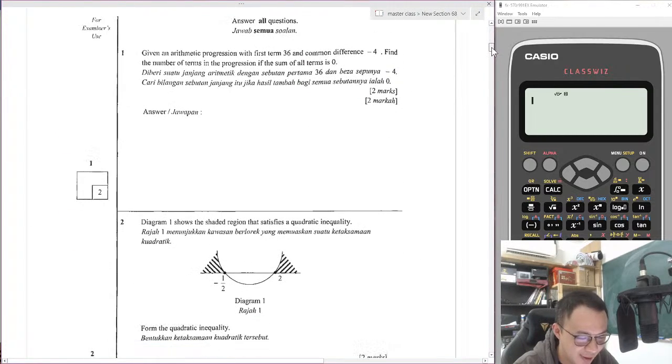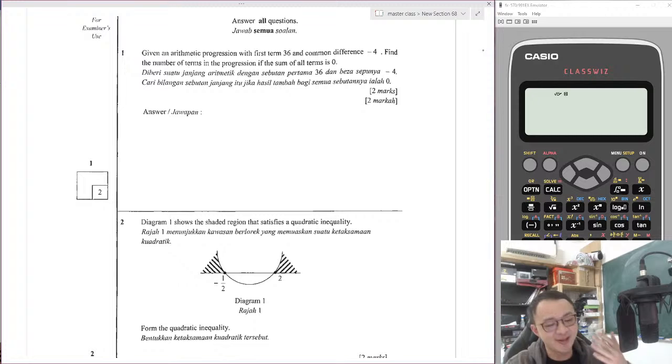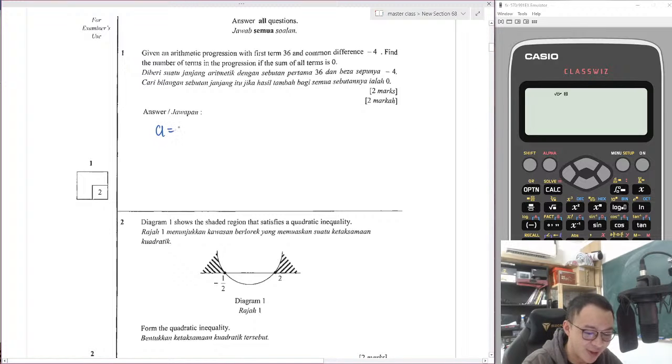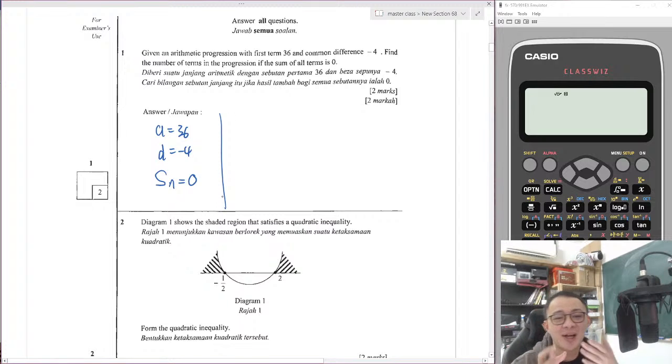Let's start with the very first question. It's very easy. Given an arithmetic progression with the first term 36 and common difference -4, find the number of terms such that the sum of all terms is 0. This kind of question is very straightforward. They tell you a = 36 and d = -4, and Sn, the sum of the n terms, equals 0. First, you have to ask yourself, is this an AP or GP?